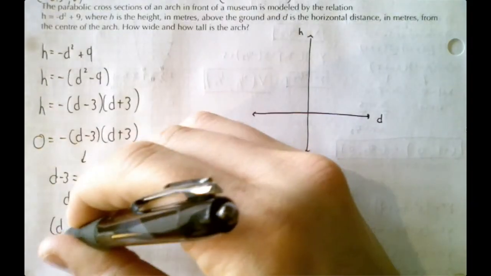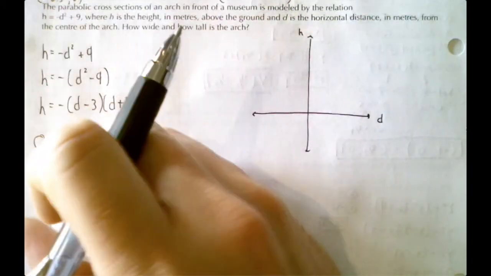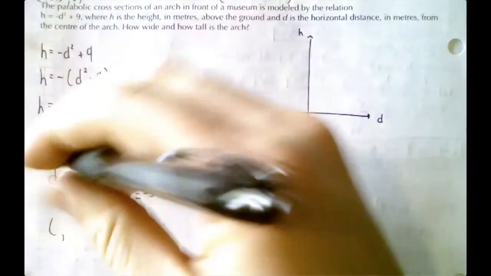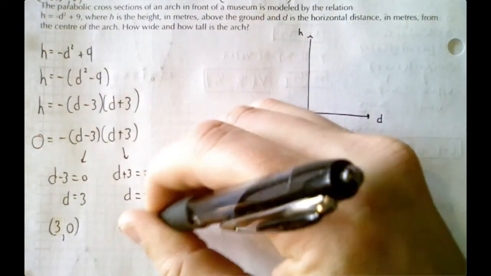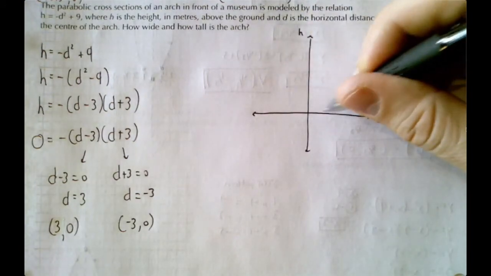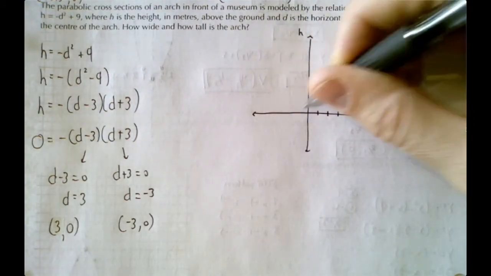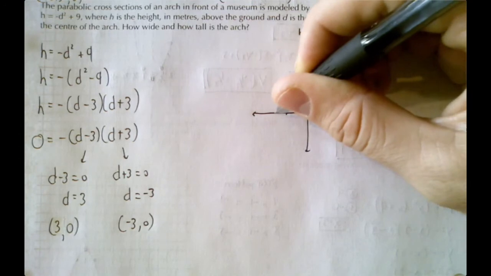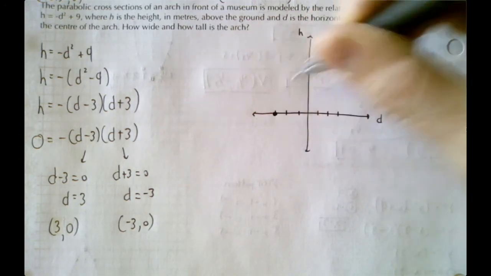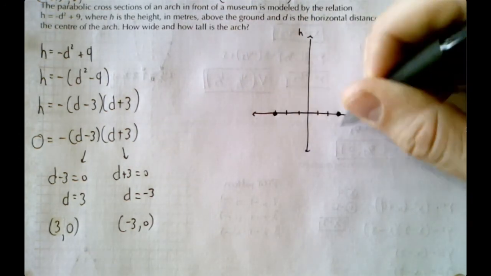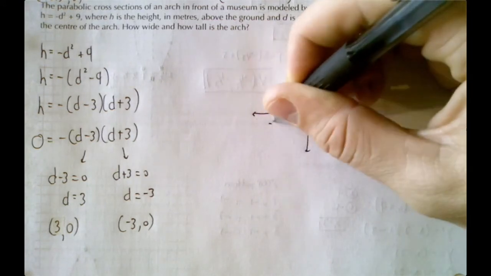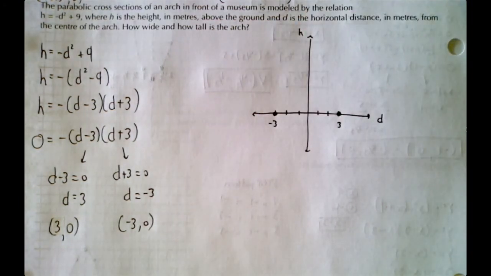What's the point of this? Well, these are our d-intercepts. I should have written 3. D-intercepts. 3, 0, and negative 3, 0. 1, 2, 3. 1, 2, 3. And at a height of 0, that'd be the ground. So this helps us answer our first question.